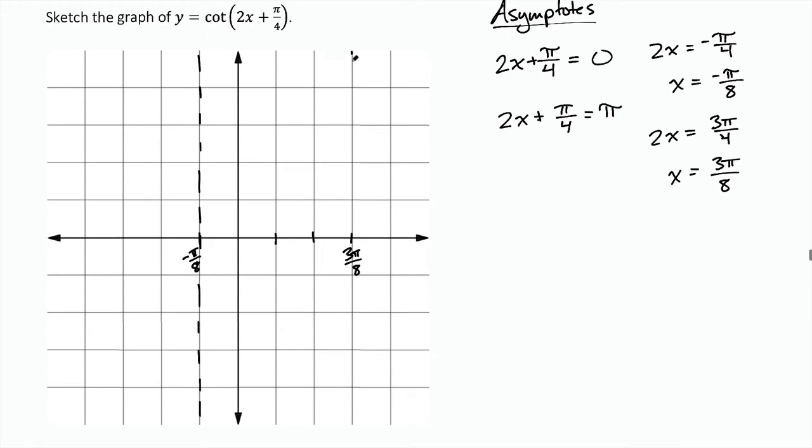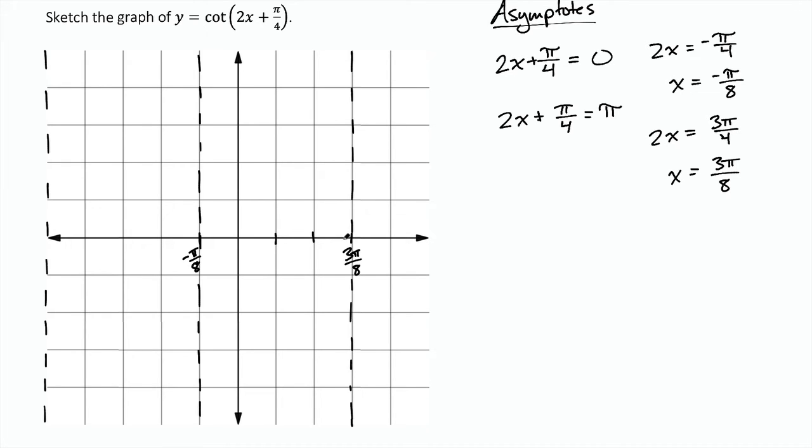Now I've got these two asymptotes, but of course the asymptotes continue. We can see every pi over 2 here. So I'm going to have another asymptote over here. And you want to make sure that you're drawing all the asymptotes that would show up on your set of axes, the way you've scaled it.